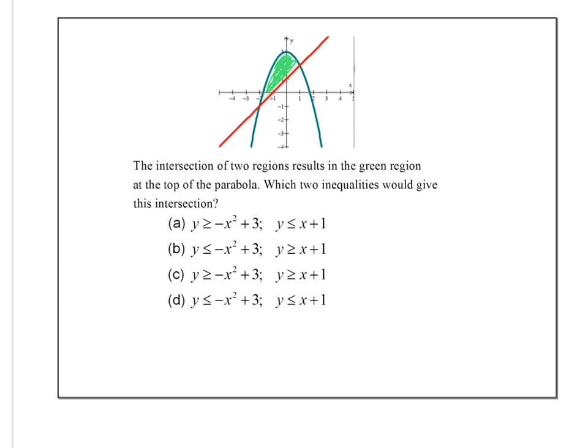Now, I know that I'm less than this parabola. So I know right away I can't be choice A and I can't be choice C, because I'm less than. I'm underneath that parabola. Now I look at the line and I notice that I'm above the line. So I have to be greater than. So my only choice here is B. I have to be less than the parabola but greater than the line.